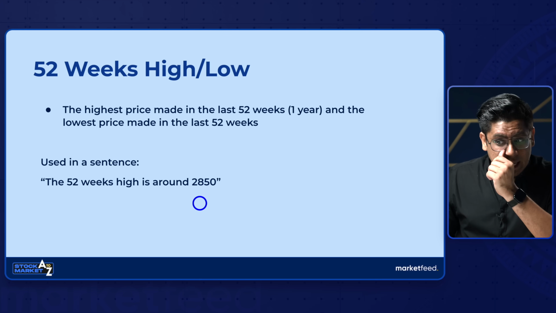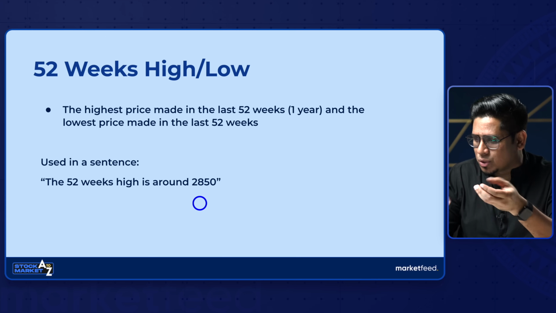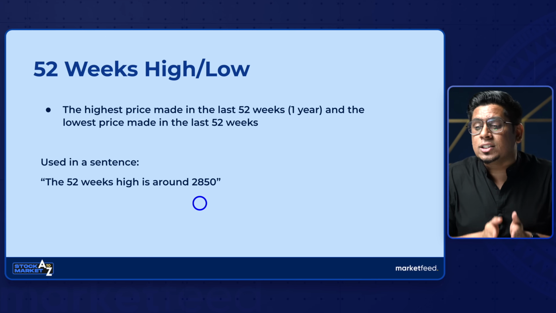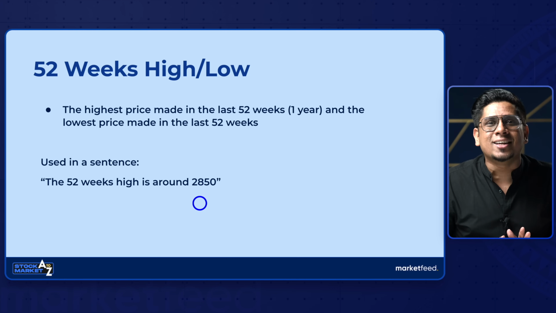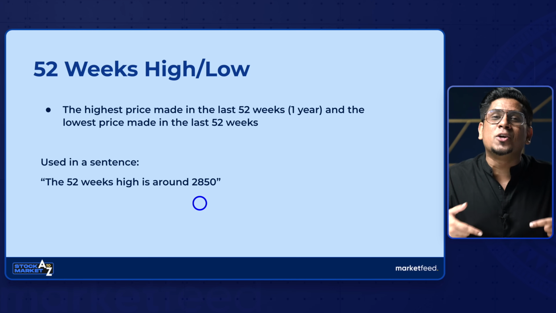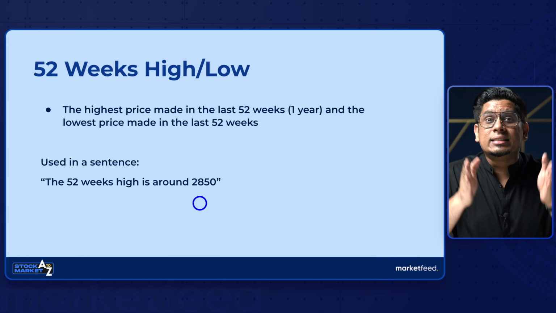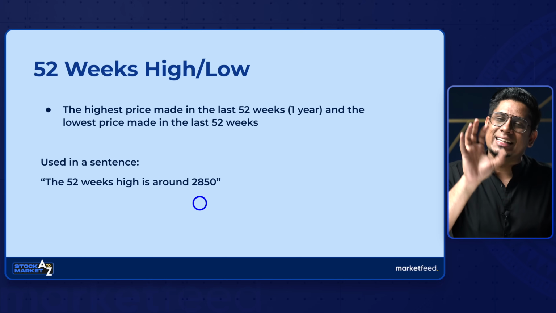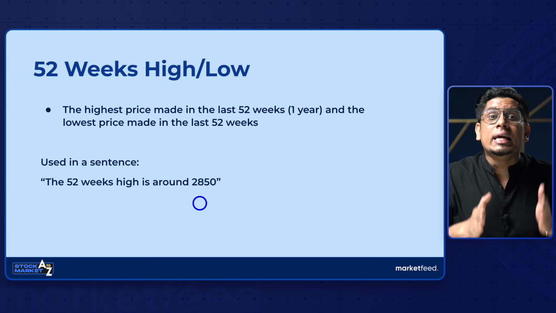The next term we are learning is 52 weeks high or low. Now this is a very literal term to understand, so let's quickly read that, right? The highest price made in the last 52 weeks is called the 52 weeks high price. And the lowest price made in the last 52 weeks is called the 52 weeks low price. Now, why 52? 1 year consists of nearly 52 weeks. So that is the relevance of 52. So normally the 52 weeks high tells us the 1 year high of the stock.